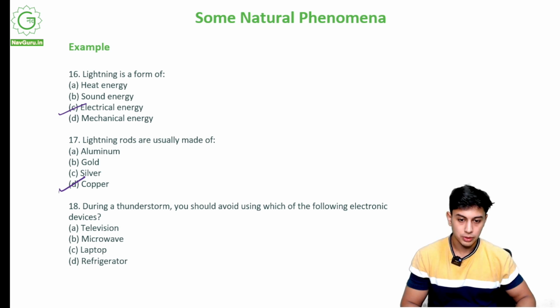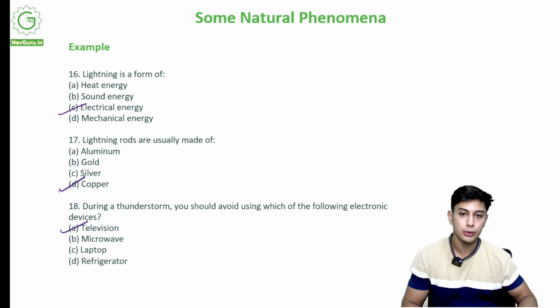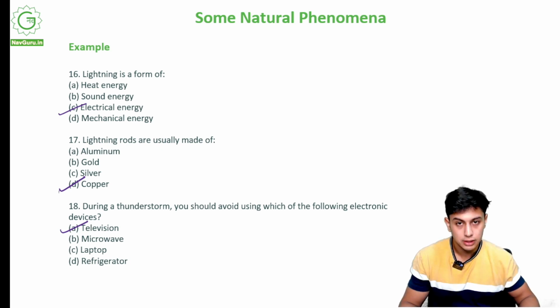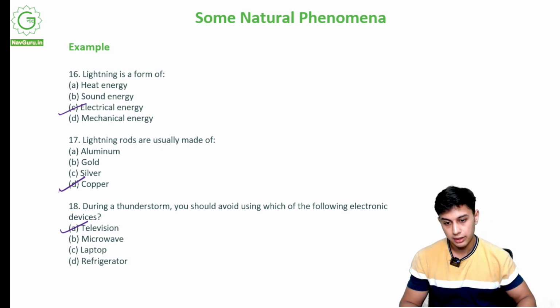During a thunderstorm, you should avoid using which of the following electronic devices? Television, microwave, laptop, refrigerator. Answer is option A, television. You do not use a television because it will get damaged. It can cause electrical shock to you. The electric discharge can travel through that wire.